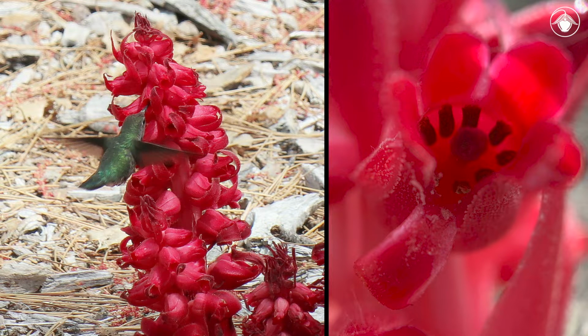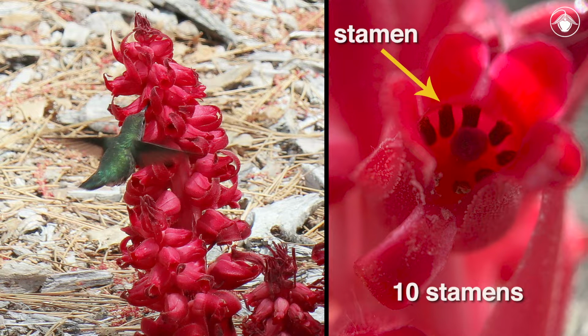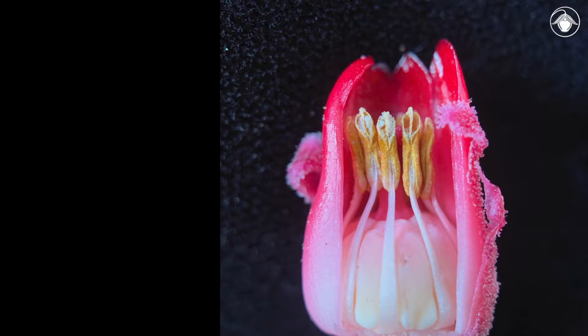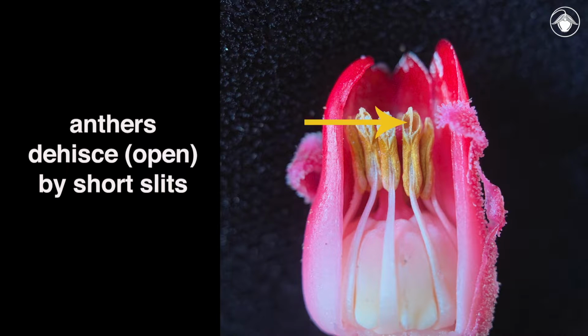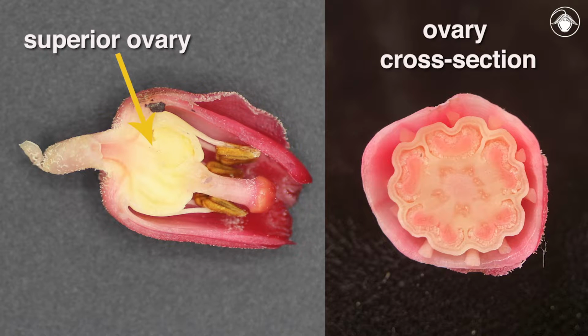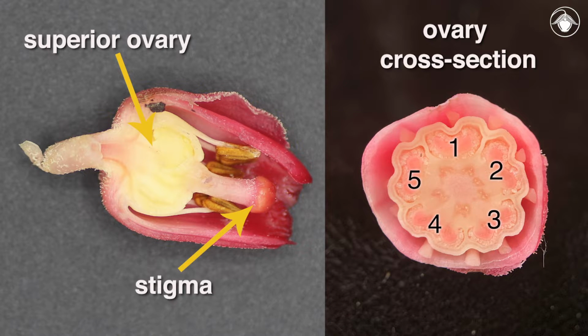The flowers are pendant, and looking inside, we can see there are 10 stamens. If we cut a flower open, we can see the anthers are tan in color. They dehisce by short slits through which they release pollen. We also see the large, white, superior ovary, which has 5 chambers, and the sticky, bright red surfaces of the stigma.